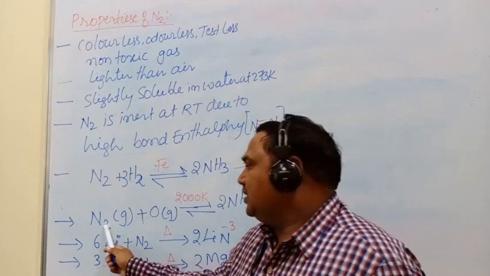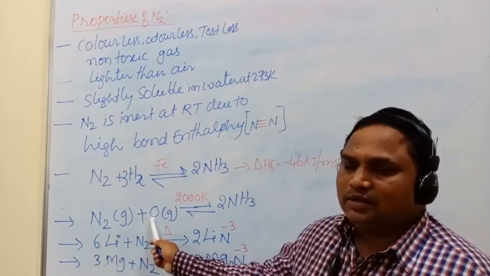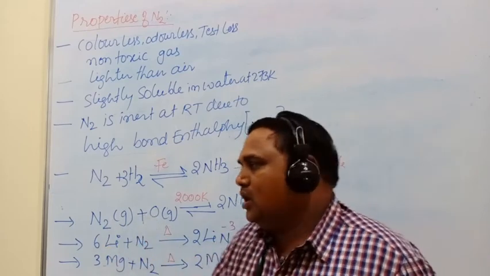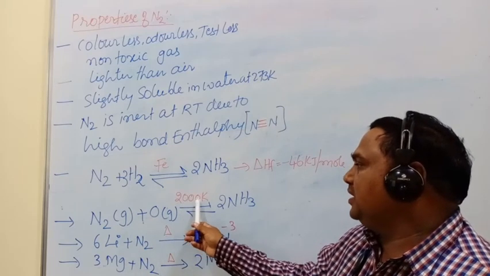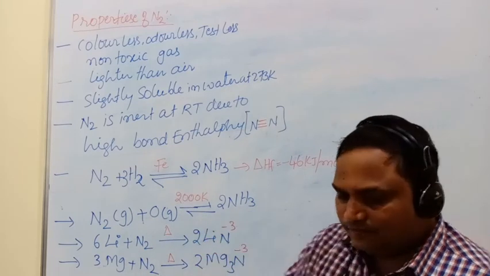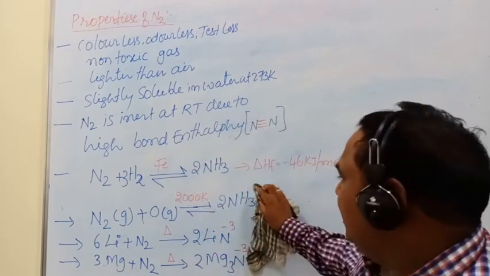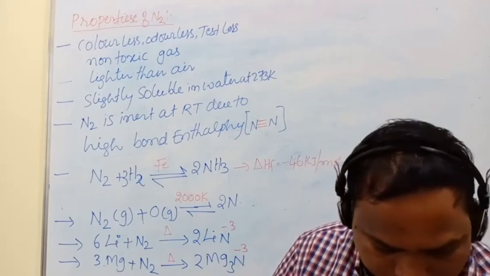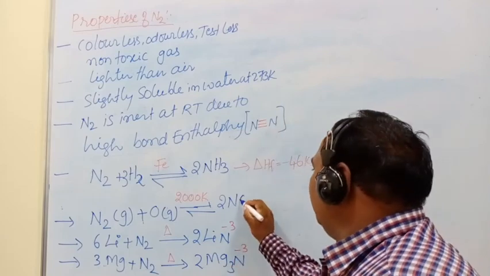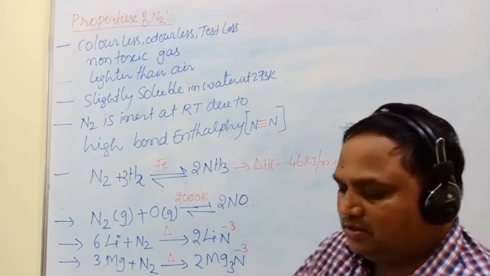Dinitrogen can also react with oxygen at high temperature, that is at 2000 K. It will give nitric oxide, NO.